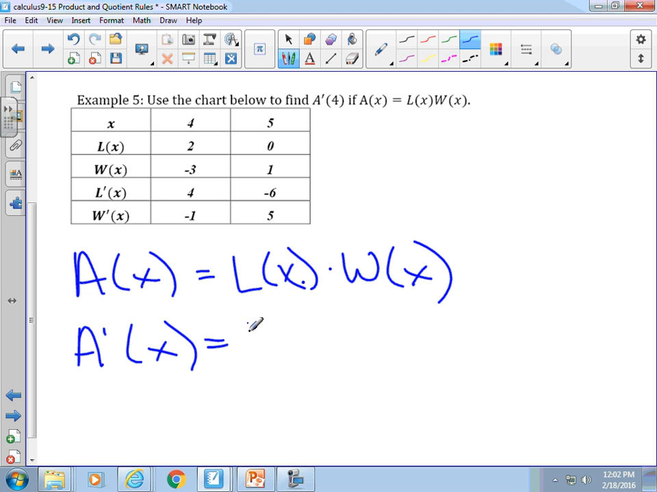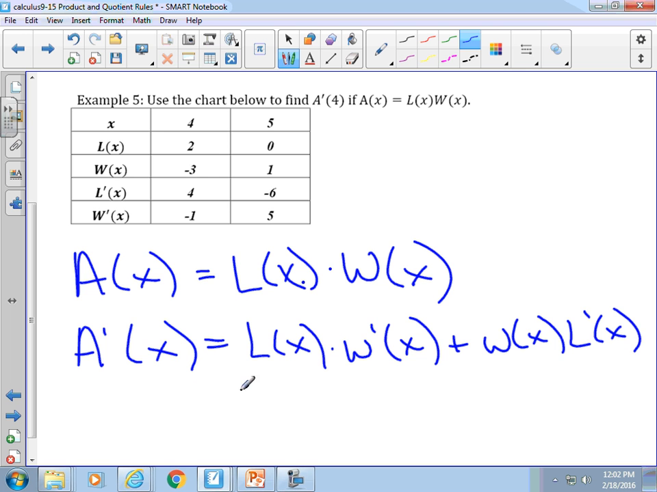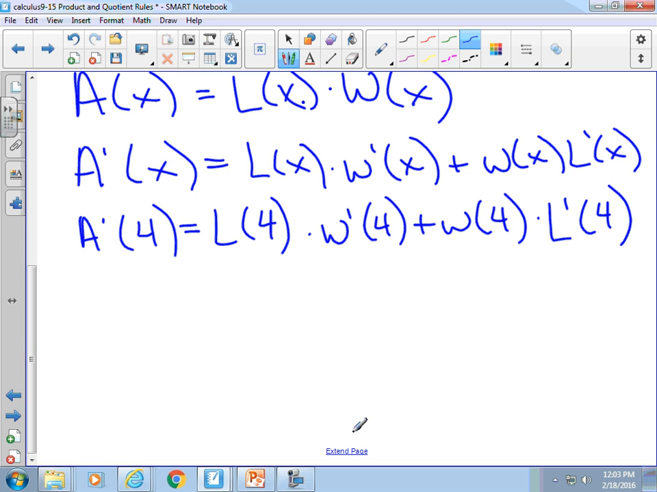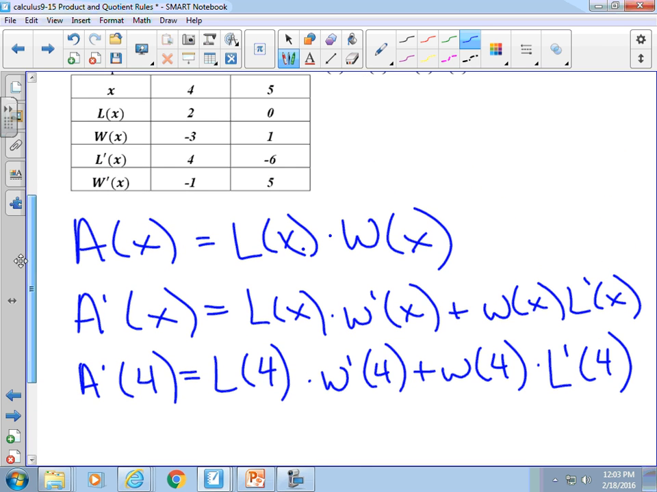Okay, so I'm going to do left times the derivative of the right. Pretty much I'm just writing the rule, right? Plus right times the derivative of the left. And then how would I find that at 4? Plug in 4 for x. Plug in 4, so I get L of 4 times W prime of 4 plus W of 4 times L prime of 4. So prime and derivative are the same thing? Yes. Differentiate is the verb form of find the derivative.